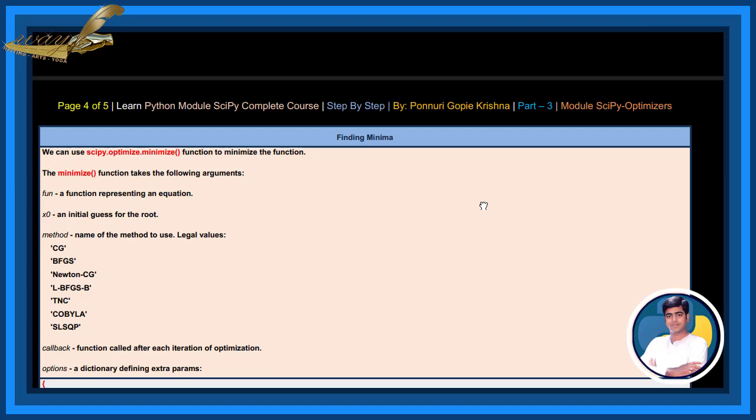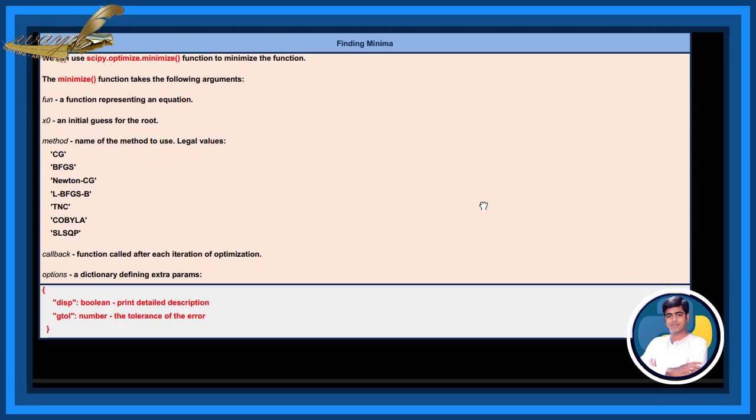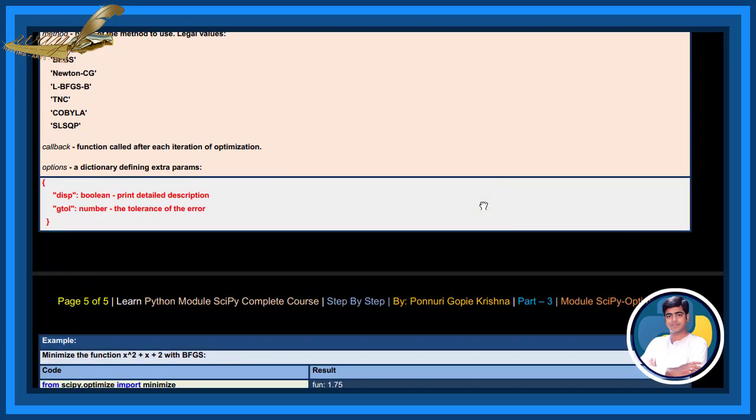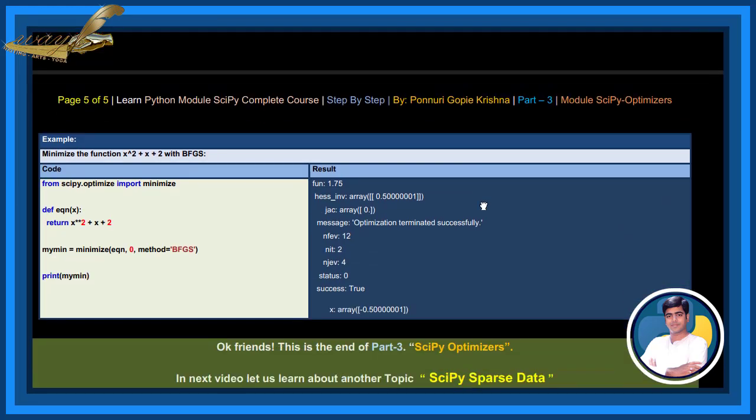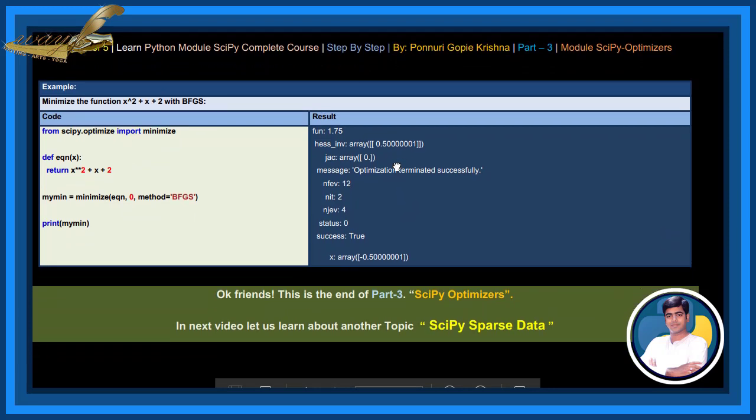Callback, a function called after each iteration of optimization. Options, a dictionary defining extra parameters. See the code. Disp, a Boolean to print a detailed description. Gtol, a number for the tolerance of the error. See example: minimize the function x squared plus x plus 2 with BFGS. From scipy.optimize import minimize. By executing this code, the result returns this: success true.